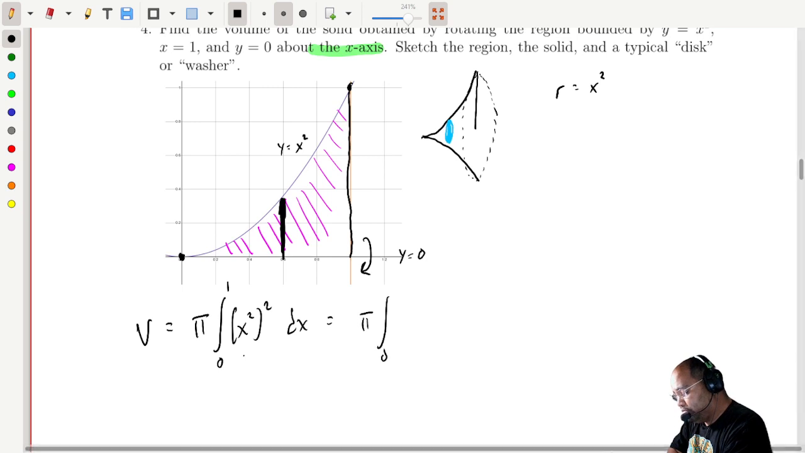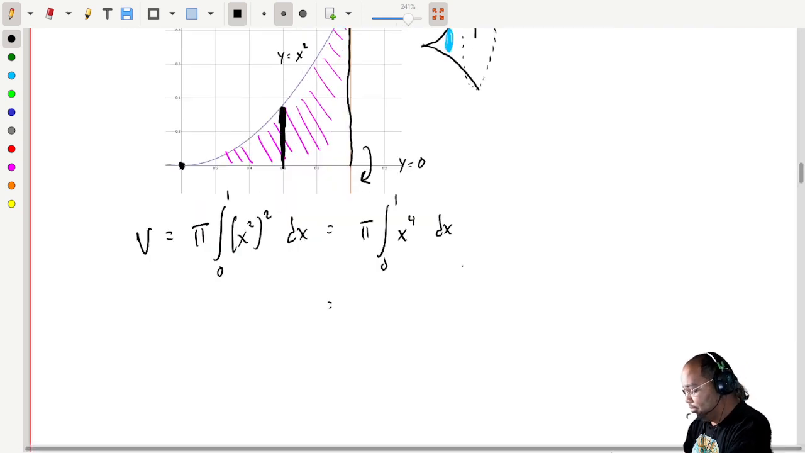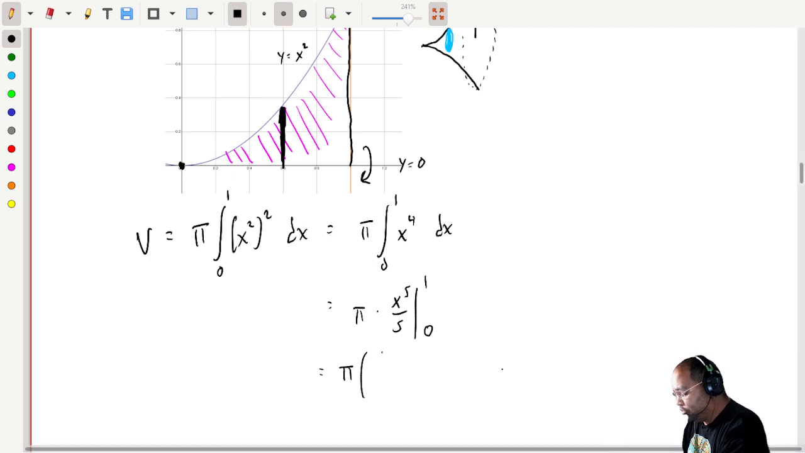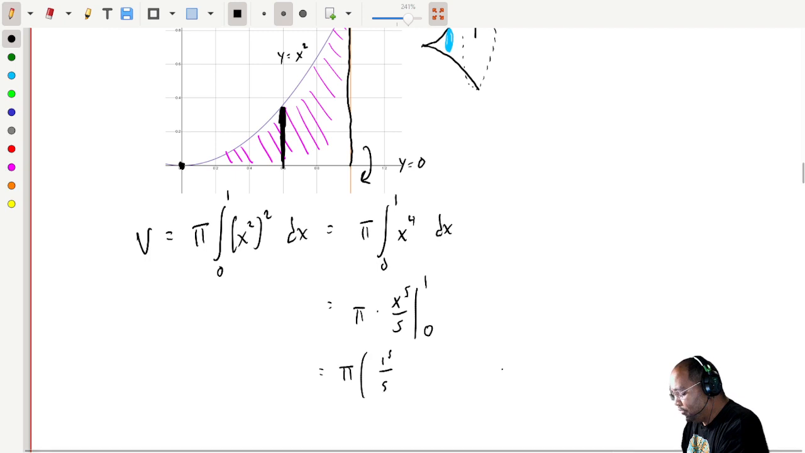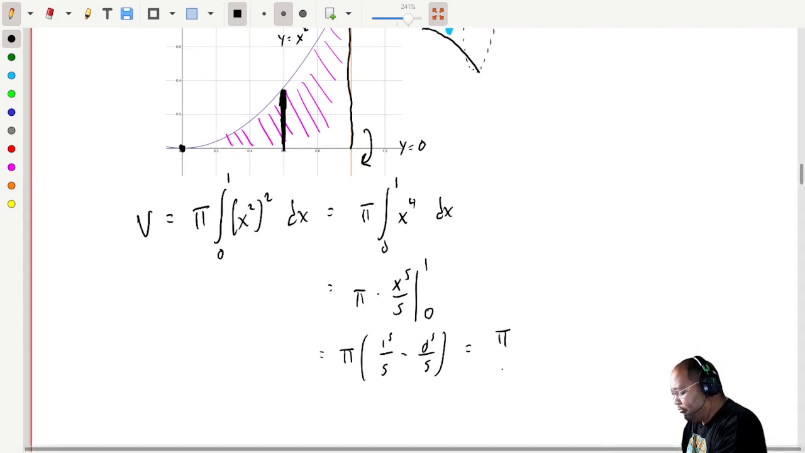It's straightforward. A power to a power, we multiply the exponents, so we get x to the 4th. As usual, we do the power rule and add 1 to our exponent. So pi times x to the 5th over 5, evaluated between 1 and 0. For the sake of completeness, we write 1 to the 5th over 5 minus 0 to the 5th over 5. Well, 1 to the 5th is just 1, so we just have pi over 5.